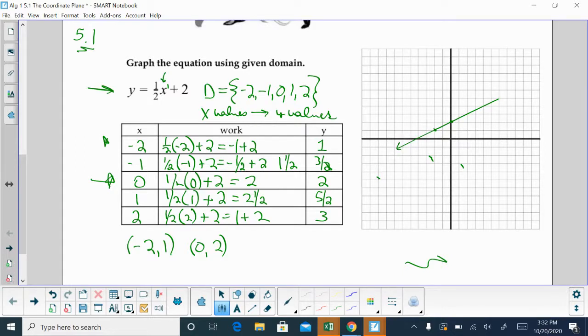Something like this. Put my arrowheads on there to denote that it's a line, and it will go on and on forever. And now I have graphed y equals 1/2 x plus 2. I used my domain, plugged it in for x, found the corresponding y, and was able to graph my line. Yeehaw!